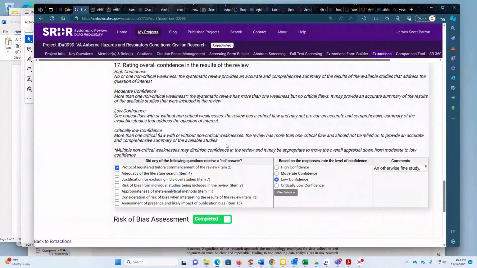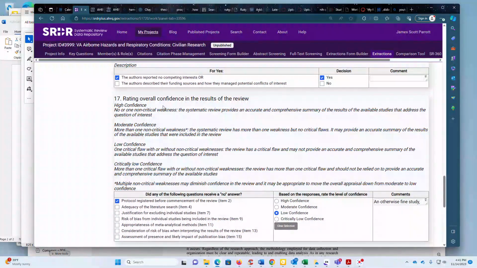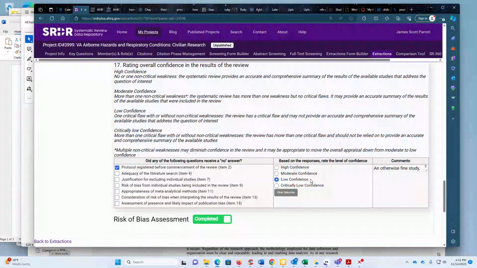Now, one thing that is a little bit different, AmStar is actually going to ask you to rate the overall confidence. So based on all the other questions that you answered, do we have high confidence, moderate, low, or critically low? So here, did any of the following questions receive a no answer? A protocol registered before the commencement of the review. Now, I think I misspoke above. I said they registered a protocol. They hadn't registered a protocol, but they did have those other plans. So because they missed that, according to the AmStar criteria, that is a critical flaw. And so it would automatically be low confidence.